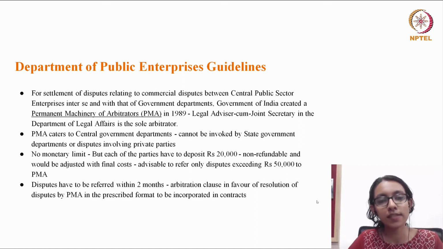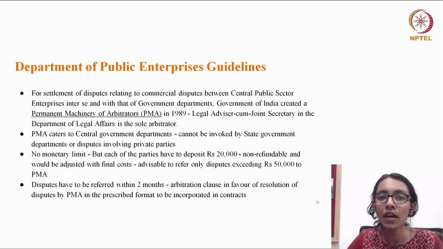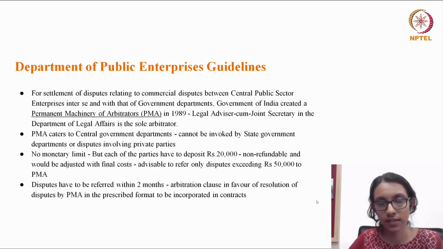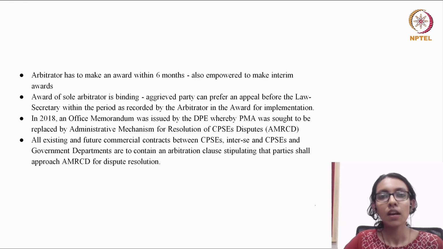And the guideline stipulates that a dispute that has arisen under a government contract should be resolved within 2 months. It also recommends that an arbitration clause in the same format as stipulated under the guidelines has to be included within the general conditions of contract of each government entity. A time limit of 6 months has been prescribed under these guidelines before which the arbitrator has to make an award. And the award of an arbitrator is binding. If at all an appeal has to be made, it has to be preferred before the law secretary.